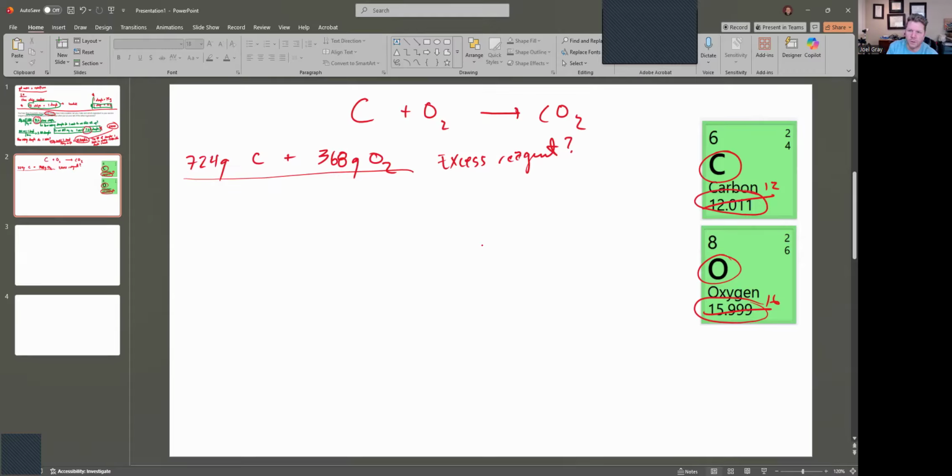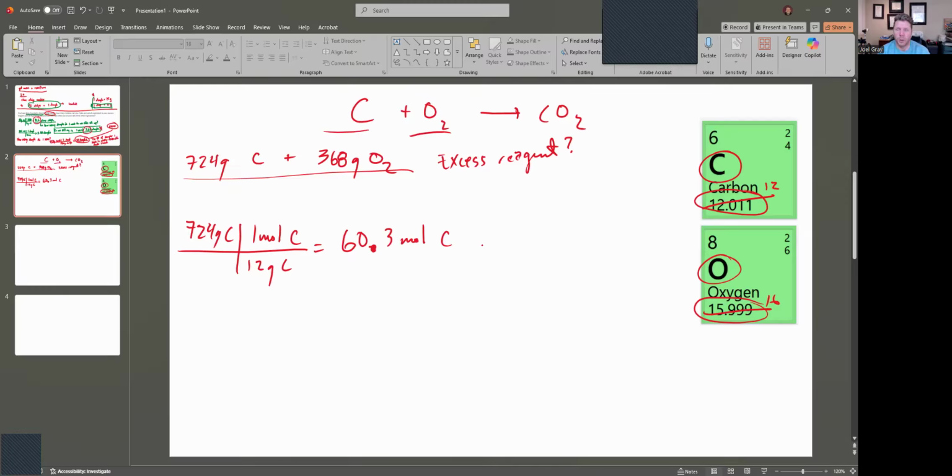Okay, so what I'm going to do first is start with my carbon. I've got 724 grams of carbon. 12 grams of carbon is 1 mole of carbon. This is going to tell me how many moles of carbon I'm actually working with. 724 divided by 12 equals 60.3 moles carbon. Now, this is a 1-to-1 ratio.